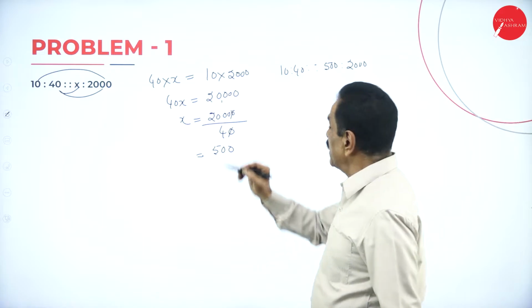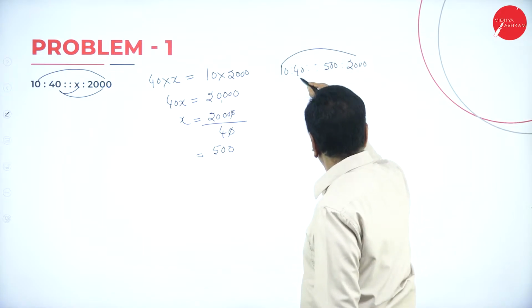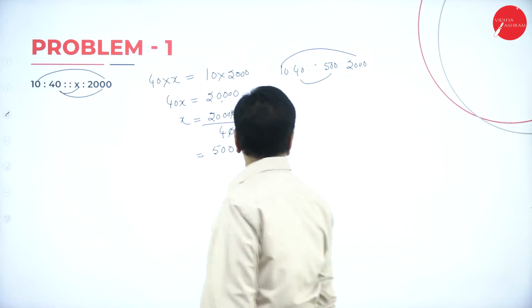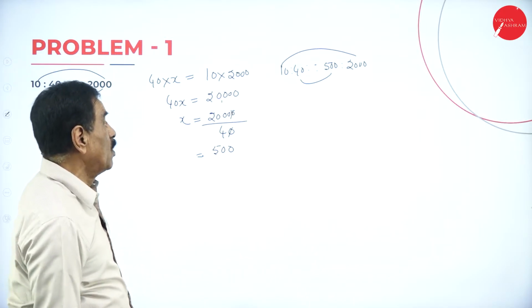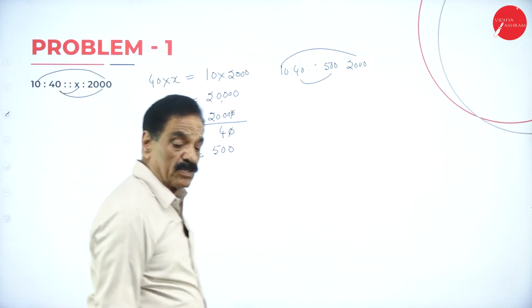When you get the answer, first and last, second and third should be equal. So 2000 into 10 is 20,000, and 500 into 40 is 20,000, which means it is correct.